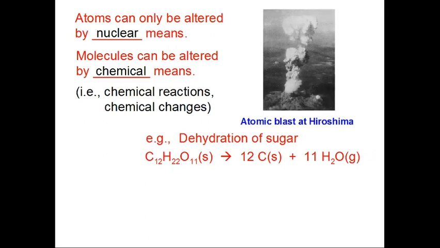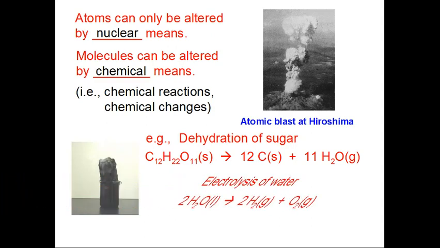For example, this is dehydration of sugar. C12H22O11, 12 carbons plus 11 waters gives you sugar. Now, when you dehydrate sugar, you get those carbons that come out, and you get this nice tall guy right here. We'll watch some videos of this in class.